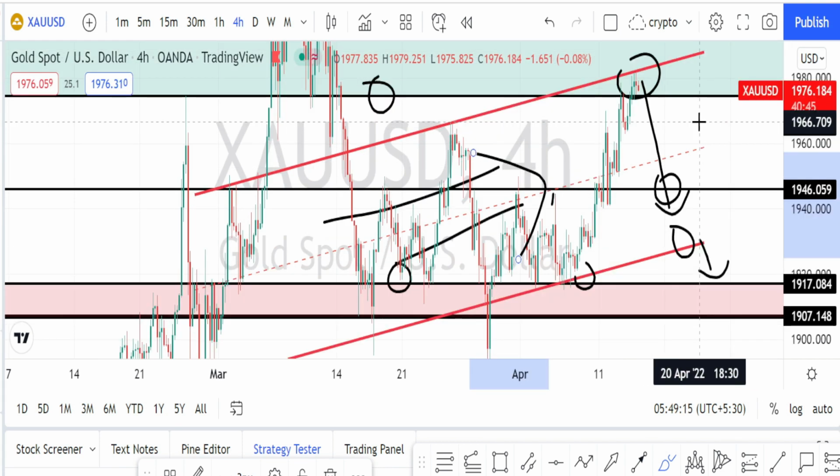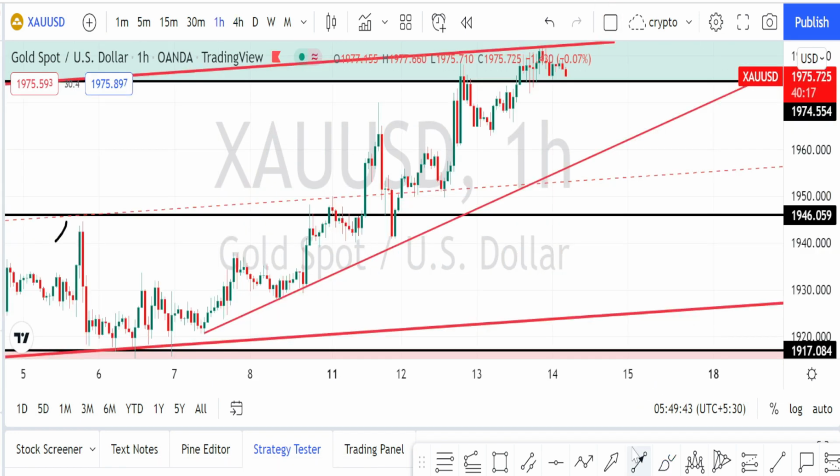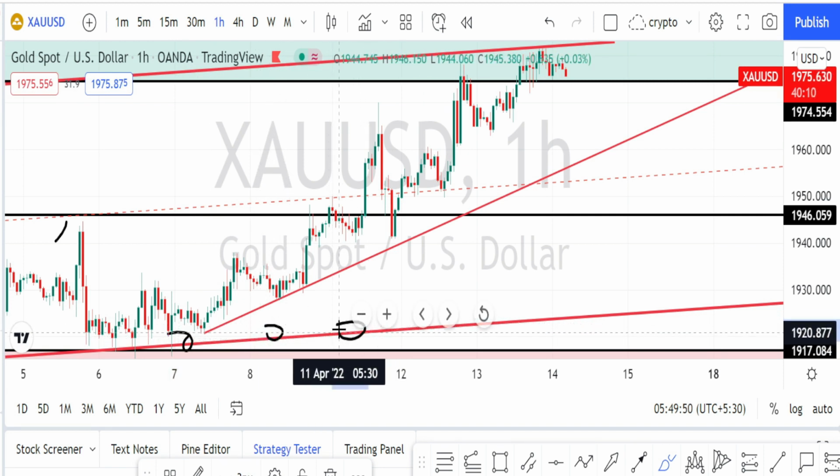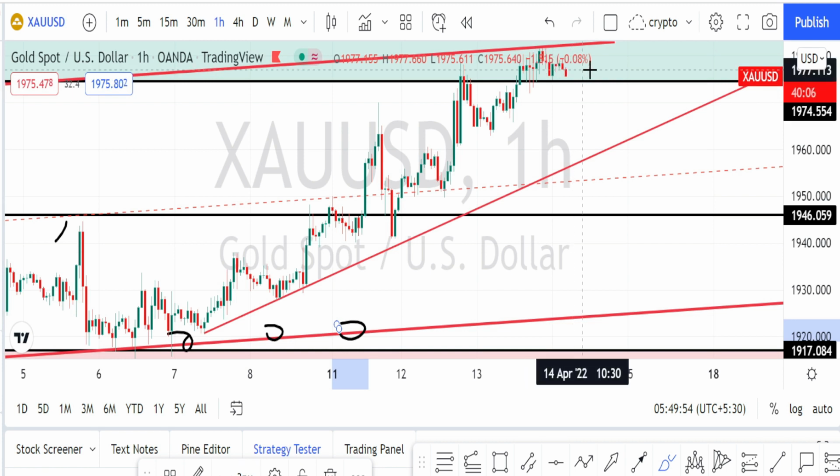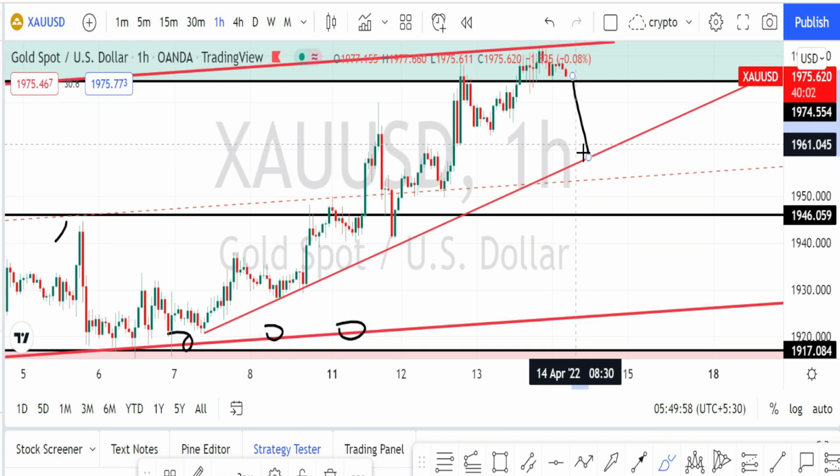Let us do the analysis in hourly time frame. I am in hourly time frame now. We already know that the current price action is trading between a bullish channel pattern and it has taken resistance from the resistance line from the bullish channel pattern. So currently the price action is in a bearish trend reversal.